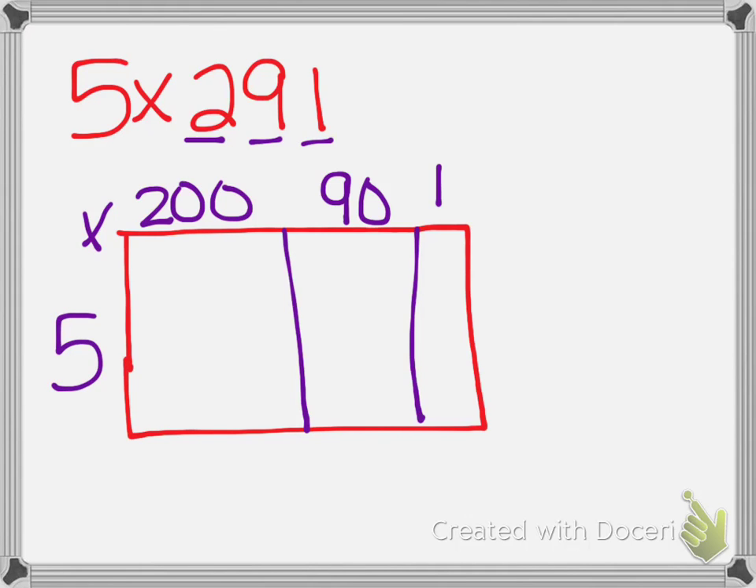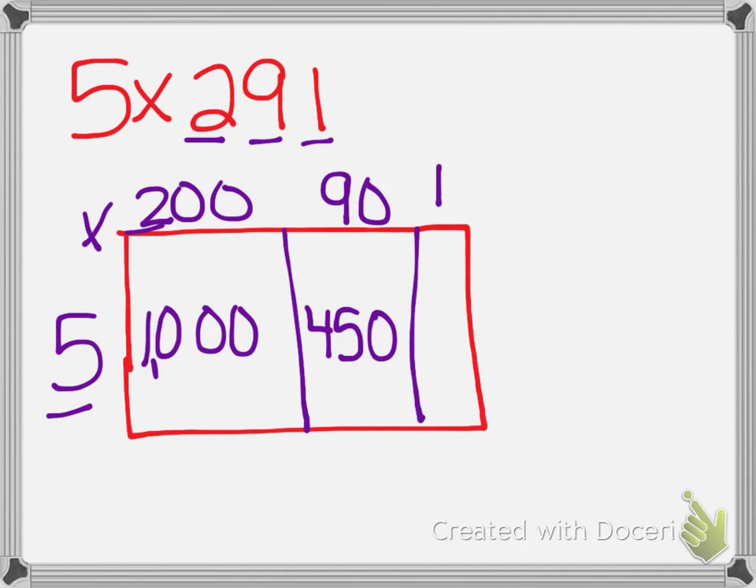Now this one, make sure the kids are not making 0 mistakes. 5 times 2 is 10. And then you're going to have 2 more zeros, or you times by 100. 5 times 9 is 45. And times by 10, or place a 0. And 5 times 1 is 5.